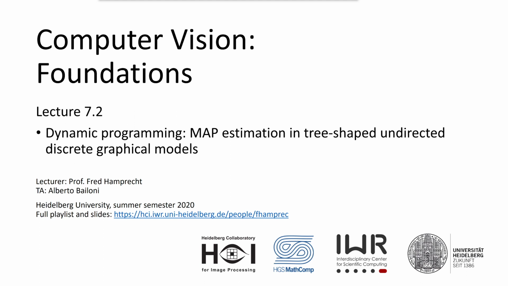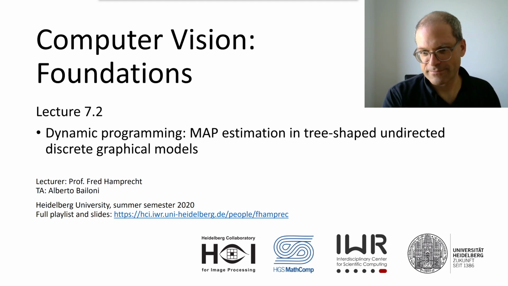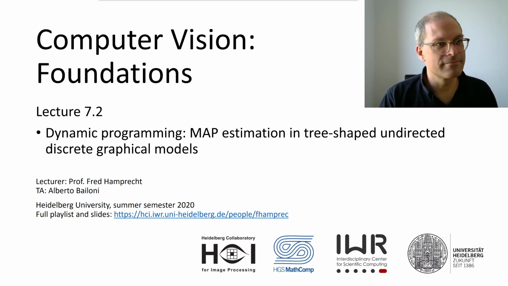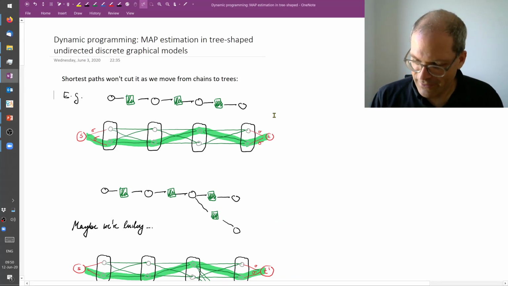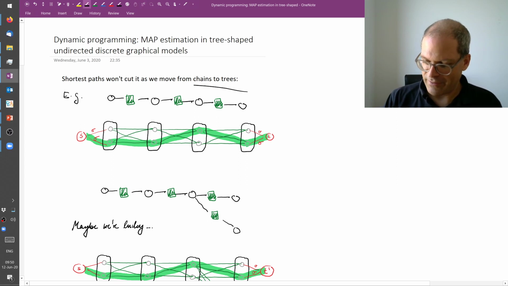All right, so after this recap, we now really move on to the tree generalization of shortest path. After this recap, you know what I mean when I draw a picture like this, a factor graph.